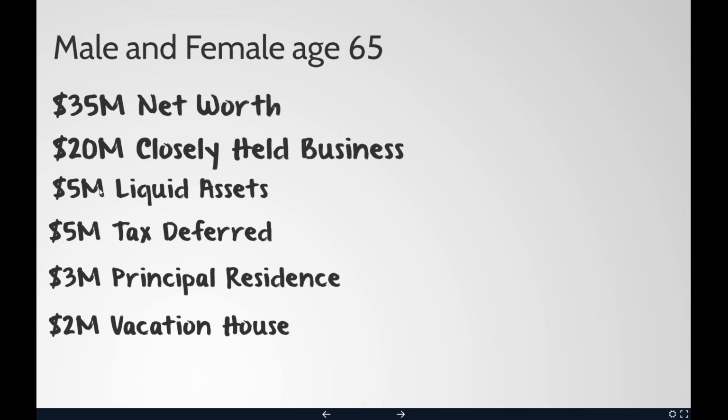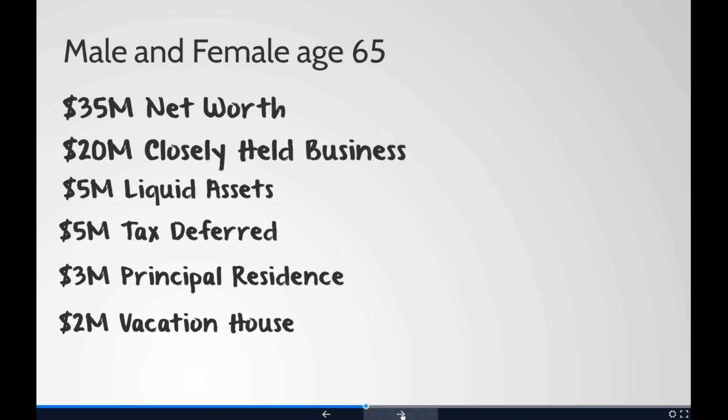Okay, so they have $5 million in liquid assets. That's just a summary. It's in different places, money market account, etc. $5 million tax deferred in different qualified plans. They have a very expensive house here, a very expensive vacation home. Not surprising given their wealth, but this is where their money is right now. So how can we help them?